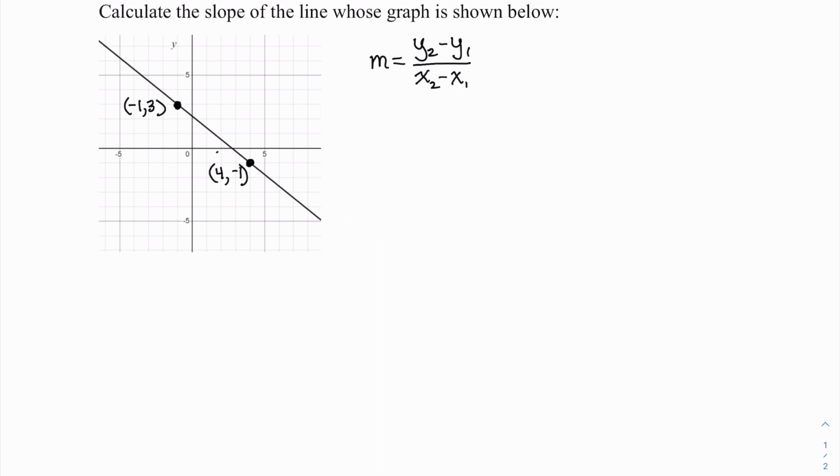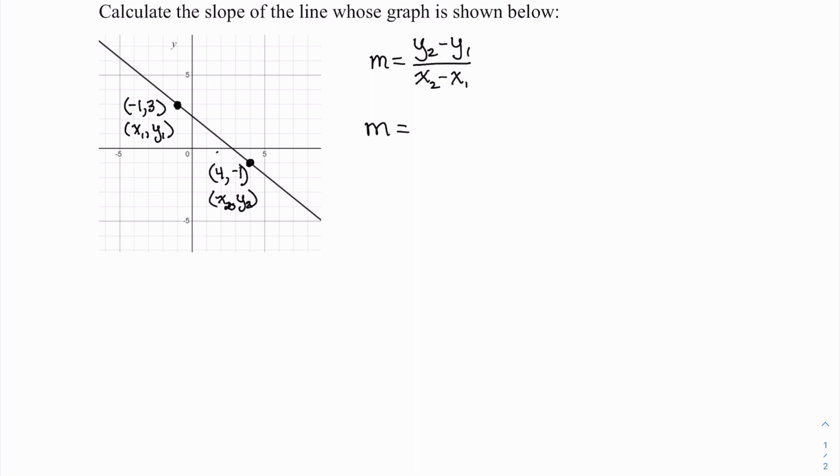Now remember, each ordered pair is x comma y, so we can keep track of the work that we have. For the first point, I'm going to have subscripts of 1s on the x and the y. And for the second point, again, it's x comma y, and we are going to have sub 2s. And that just helps us keep track of the values as we run it through the slope formula.